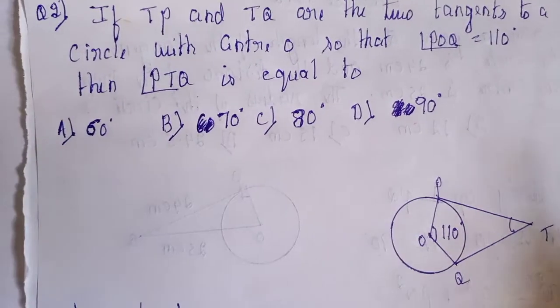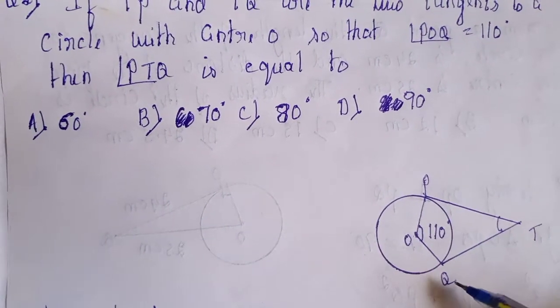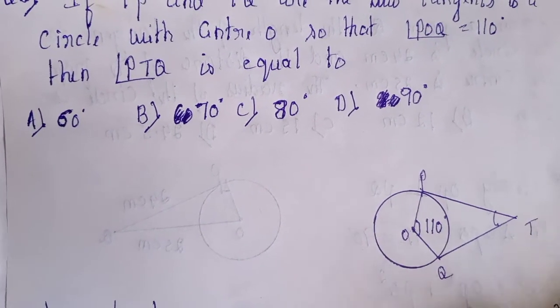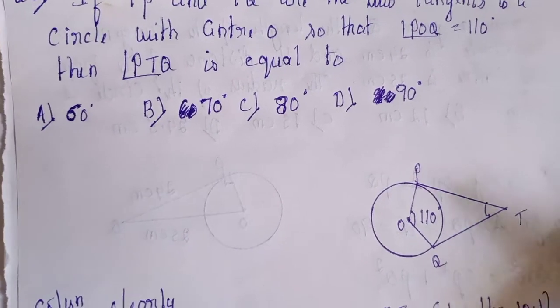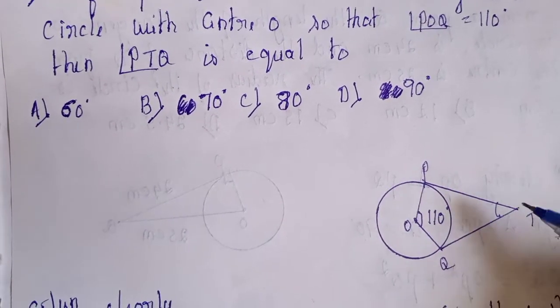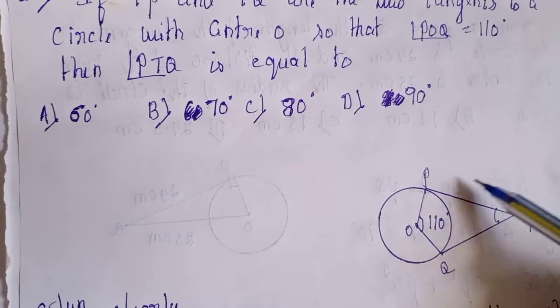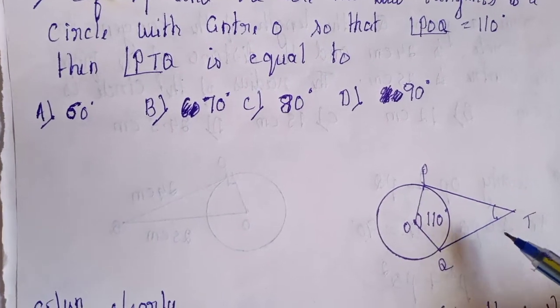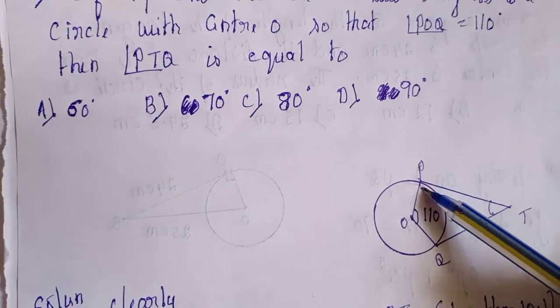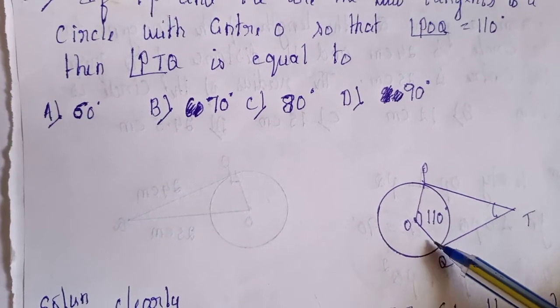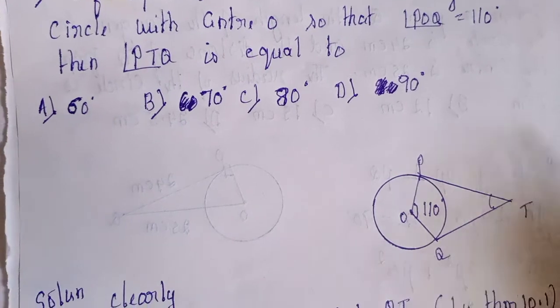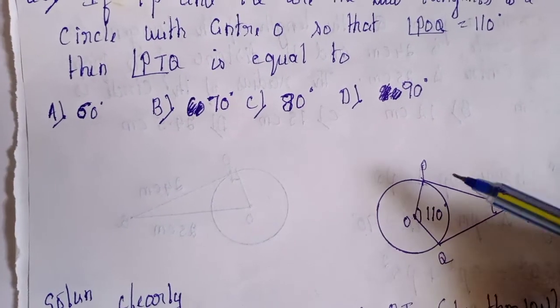And just recall, OPTQ together forms what shape? What geometrical shape? Yes, it is a quadrilateral. As you know, the sum of the 4 angles in a quadrilateral is 360 degrees. Now, if I know 3 of the 4 angles, then I can find the 4th angle. So now let me check whether I know the 3 angles or not.